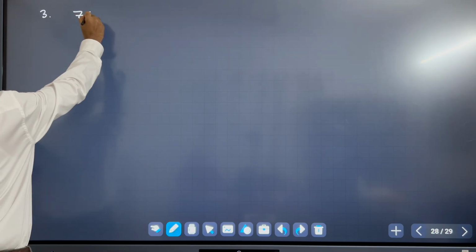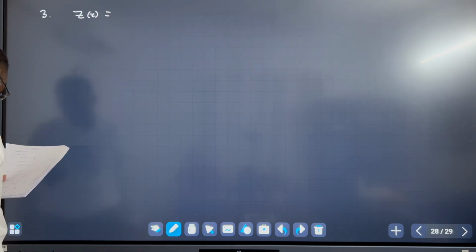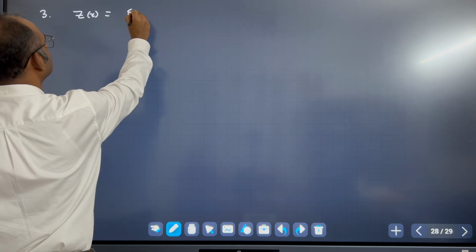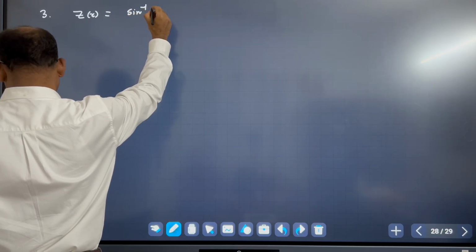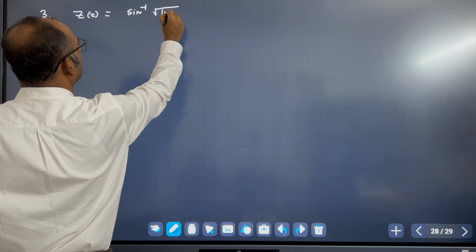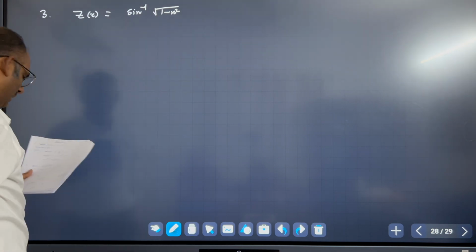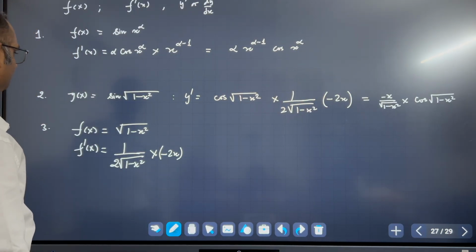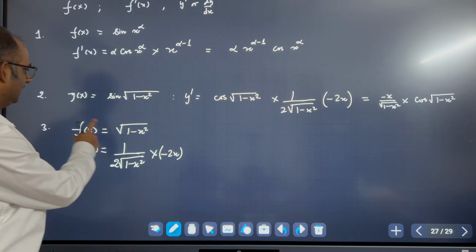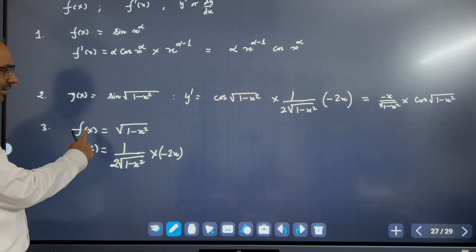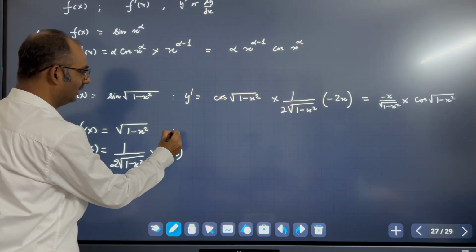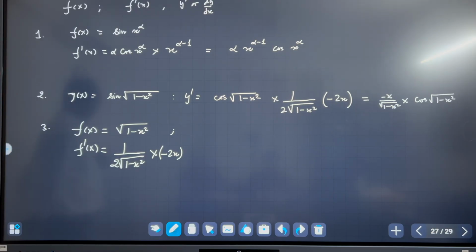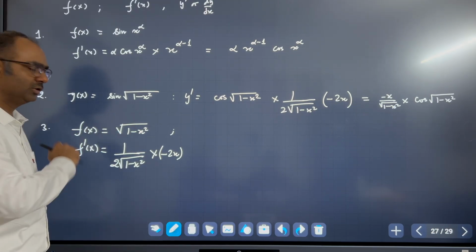Some function z of x. So z is a function of x which is sine inverse of square root of 1 minus x square. Let me just go back here. So you see here I have given this function. What I should have done is told you the domain of the function, right? Can you tell me what should be the domain of this function?